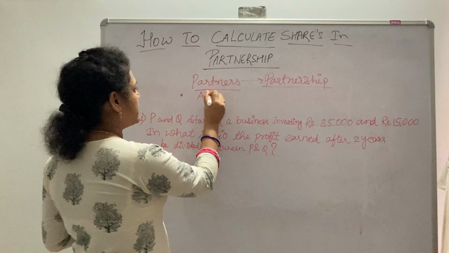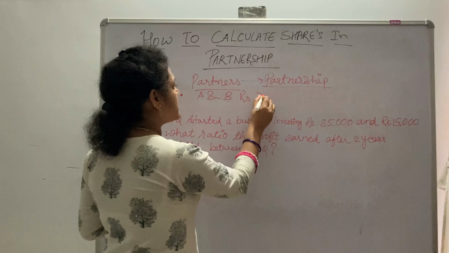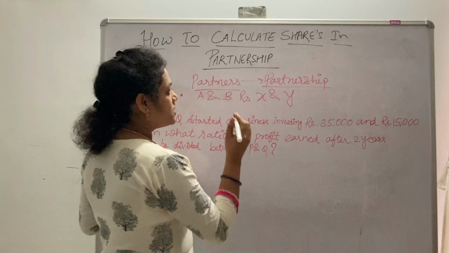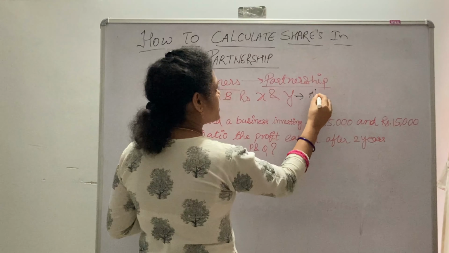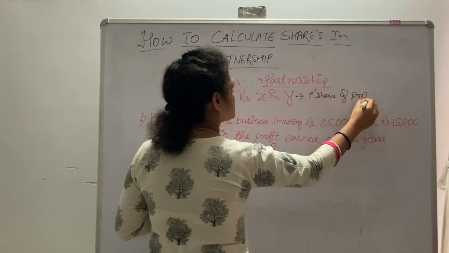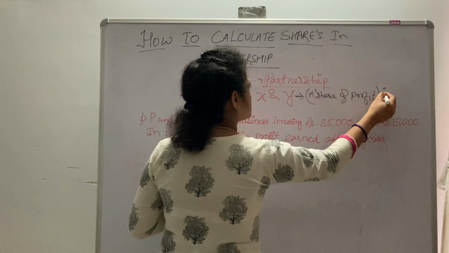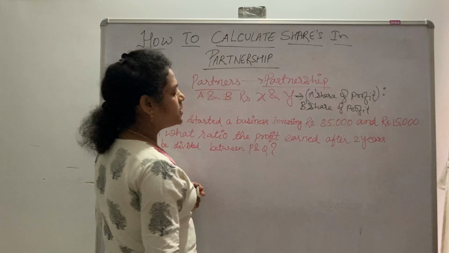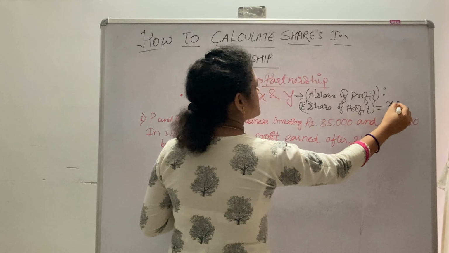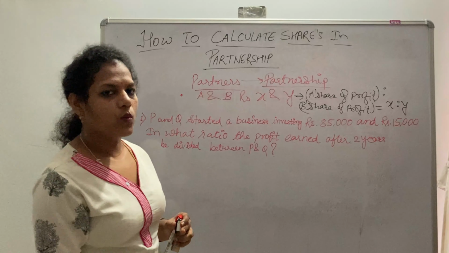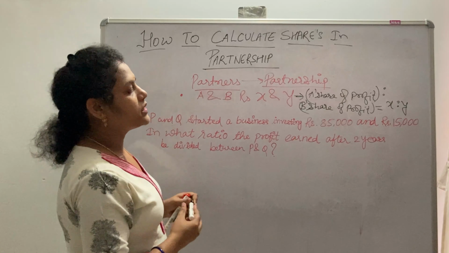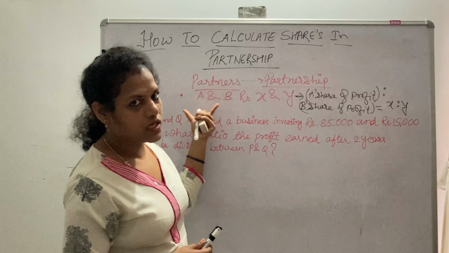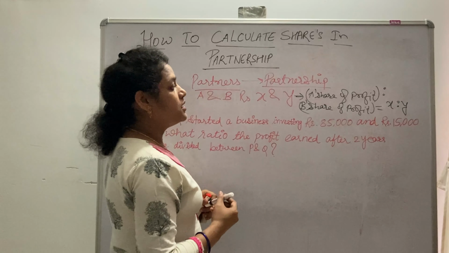Suppose there are persons A and B investing rupees X and Y. Their shares of profit are in the form: A's share of profit is to B's share of profit, that is X is to Y. So friends, this is point one to remember: when the time period of both persons A and B is the same, then the ratio is in the form of X and Y.